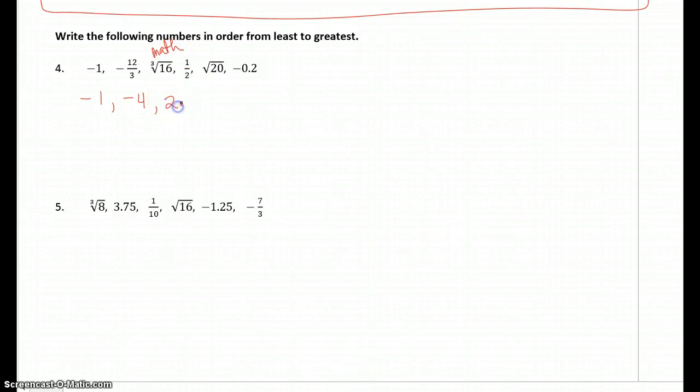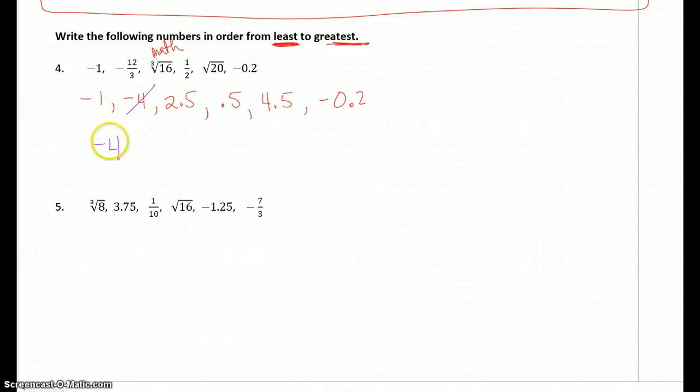Cube root of 16 is not perfect, but again it's in your math menu, and it is approximately 2.5. You've got 1/2, which is 0.5. The square root of 20 is not perfect, but it's approximately 4.5. And then you have negative 0.2. So from least to greatest, so you're going to go really big negative to really big positive. So your biggest negative is negative 4.